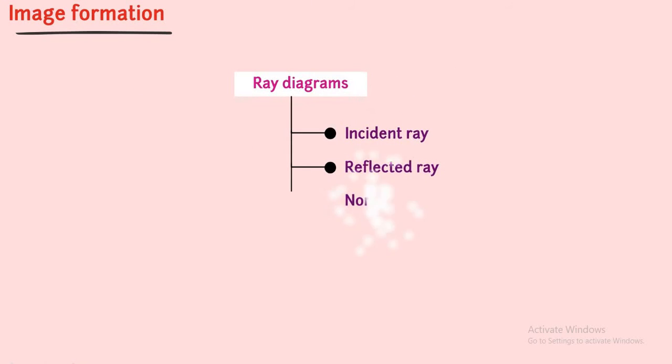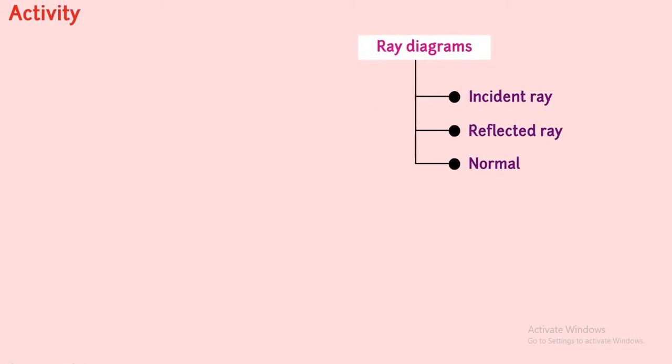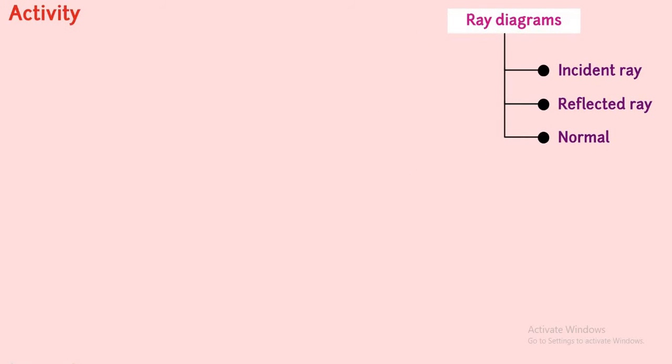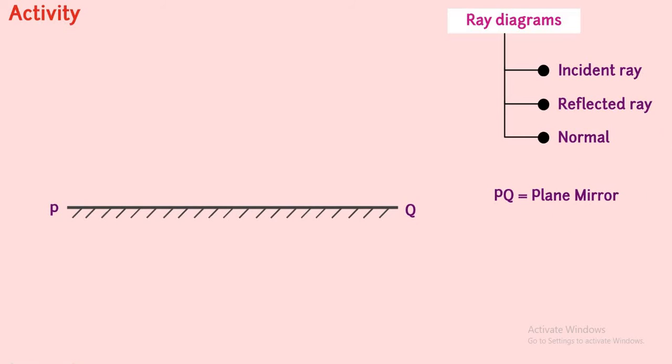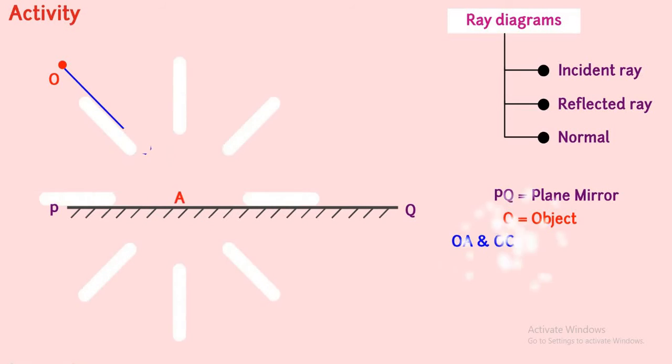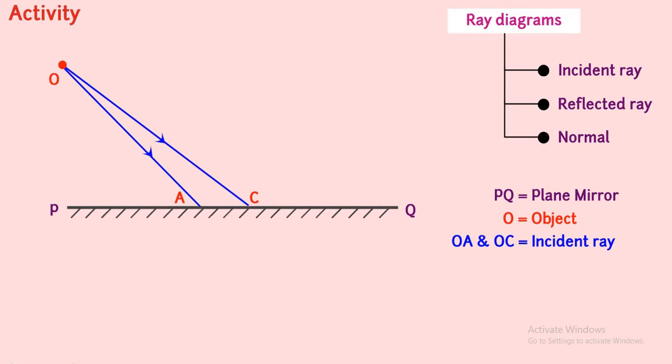To understand image formation, we use ray diagrams in which the incident ray, reflected ray, and normal are drawn on paper. Here is how we can draw it. Activity: draw a plane mirror PQ. Suppose the object is so small that it can be treated as a dot. So point O is the object. When it is placed in front of the mirror, it acts as a source of light producing incident rays OA and OC. The incident rays strike the plane mirror at A and C respectively.